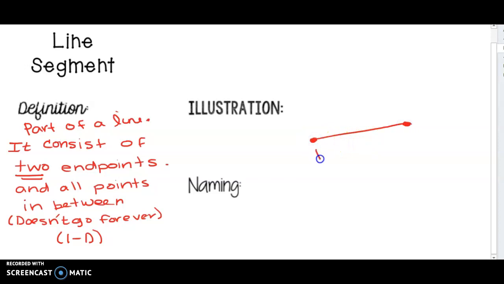So let's do, I don't know, L and K. Okay, so if we name this, we could either call it LK, and it has just a straight line over the top with no arrows. That signifies that it's not going forever in either direction. Or we could write this the other way as KL. Once again, make sure you have the line on top of them.